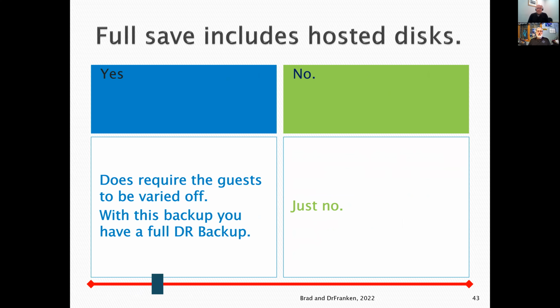So if we look at the full save, and we've kind of covered this really, a full save can in fact on IBM i include all those hosts, but of course requires the guests to be varied off. But it does a really great DR backup in that environment.